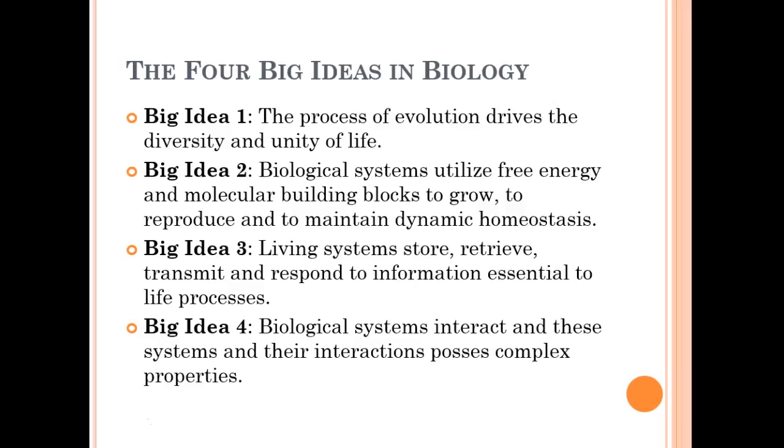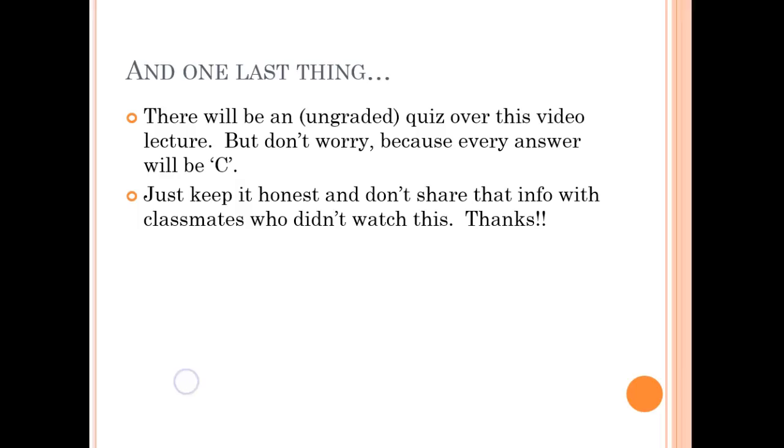Really that's saying you have to understand some genetics and how genetics ties into the rest of biology. And then finally, biological systems interact, and these systems and their interactions possess complex properties. So the interactions of, say, molecules to cells, or cells to tissues, various levels of biology, all the way up to ecosystems, have these increasingly complex properties as you go through, and we'll be focusing on that as well.